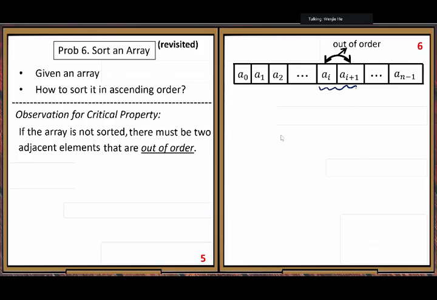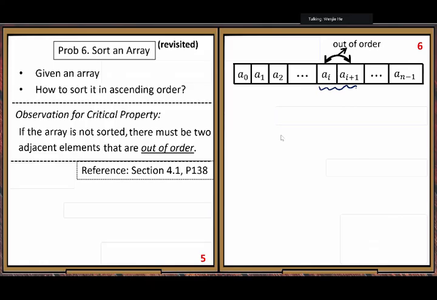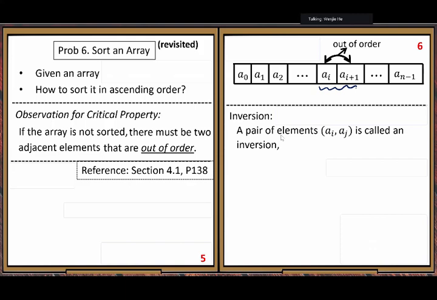Some of you may feel it's not easy to see, a little hard to see. Two adjacent elements out of order. So let's try to understand this statement first, this property first. To understand that, I want to introduce a new concept called the inversion concept. So what's the inversion?